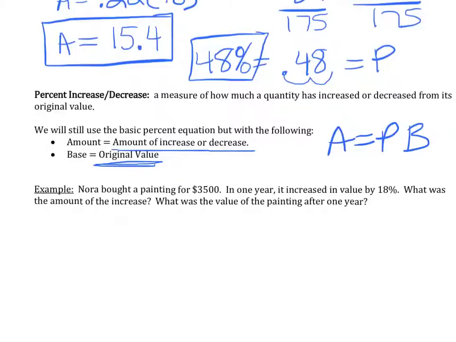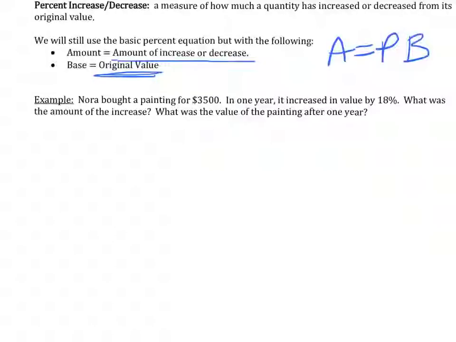Let's look at an example where we illustrate this situation. It says Nora bought a painting for $3,500. In 1 year, it increased in value by 18%. What was the amount of increase? And then what was the value of the painting after 1 year?